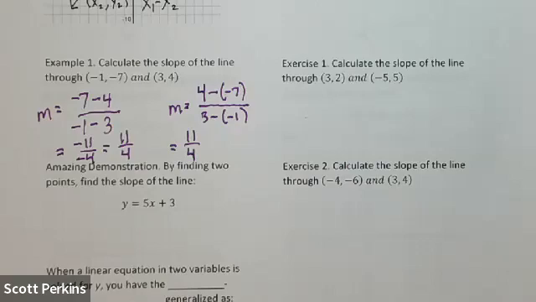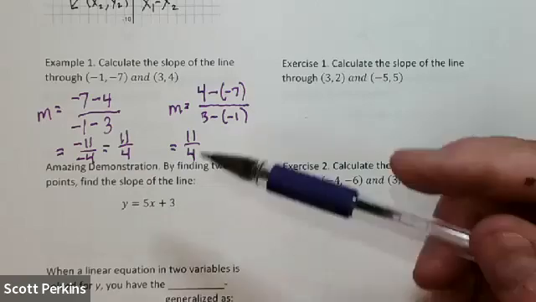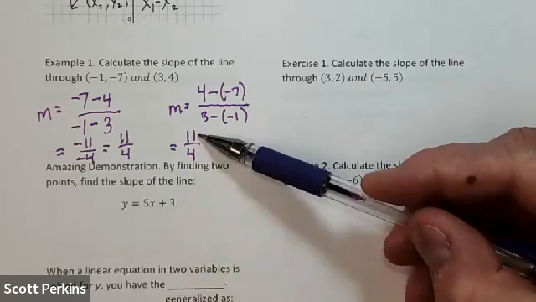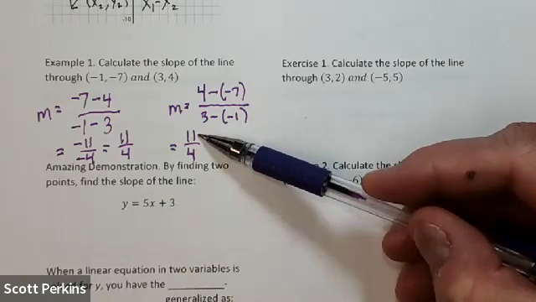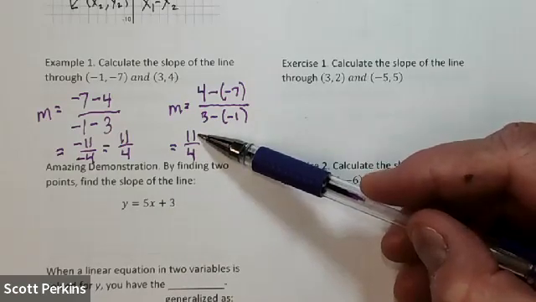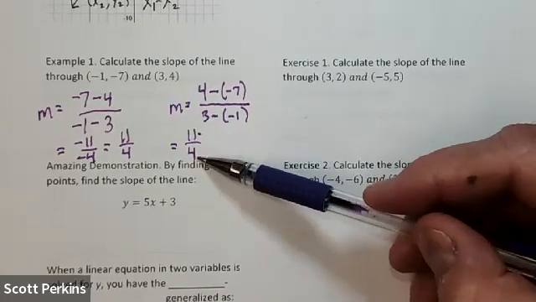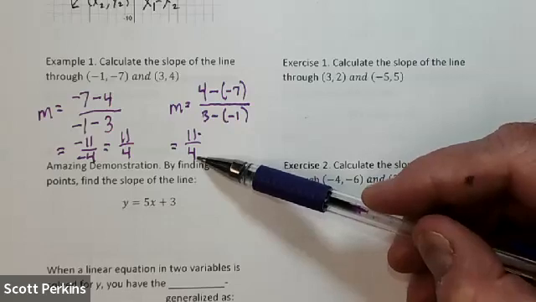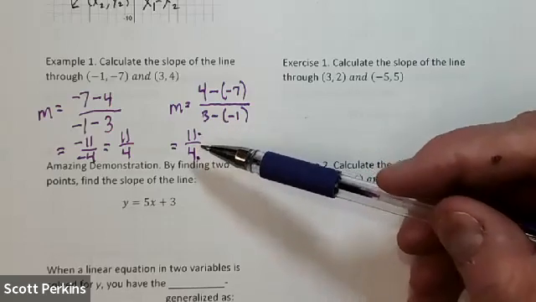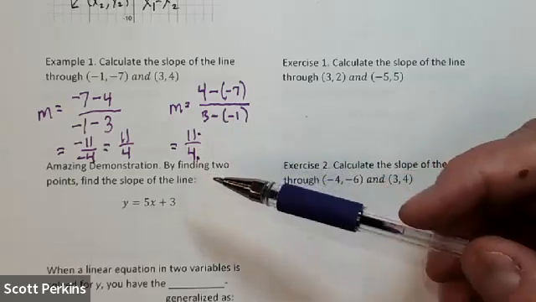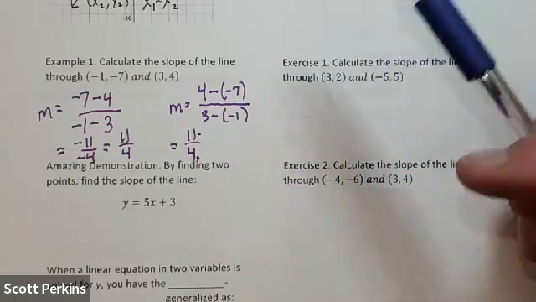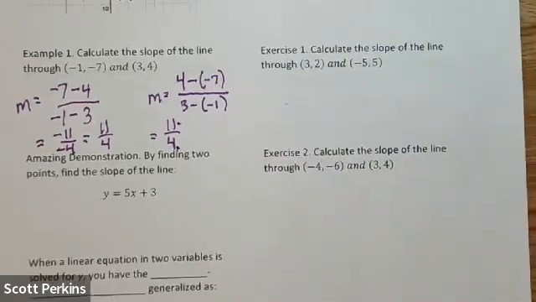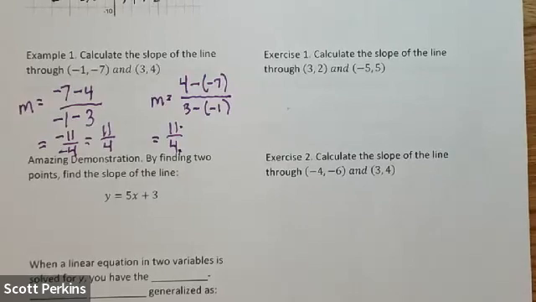So help me, because this is the part that matters. The 11 is telling me my line goes 11 units which way? The y direction. So up, positive 11 is up 11. And then 4 units which way? The positive x direction, which is right. So we would go right 4. And your line will never change that ratio. The slope of a line never ever changes. All right, try this one right next door. Exercise 1. Calculate the slope of the line through (3, 2) and (-5, 5).